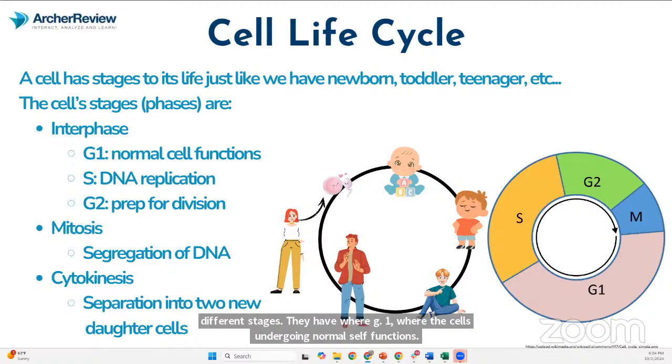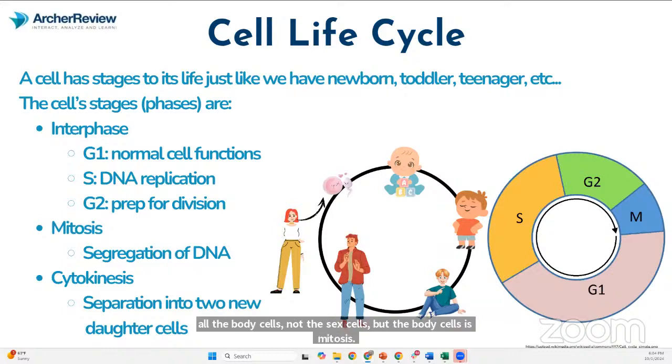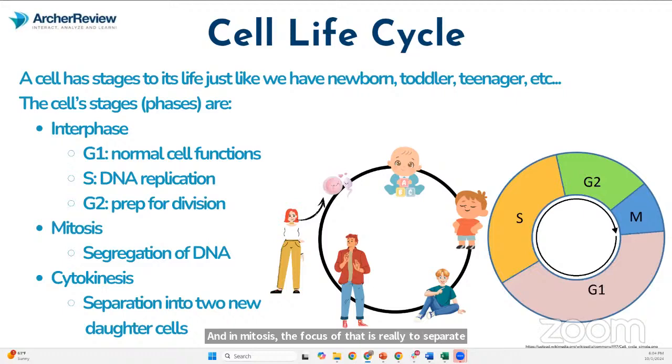Then they have what's referred to as the S phase, where DNA is doubling in a process known as DNA replication. And then we have G2, which is where it's preparing for that division process. And that division process in all the body cells, not the sex cells, but the body cells, is mitosis. And in mitosis, the focus is really to separate the DNA so that then in cytokinesis, we can split into 2 new daughter cells.